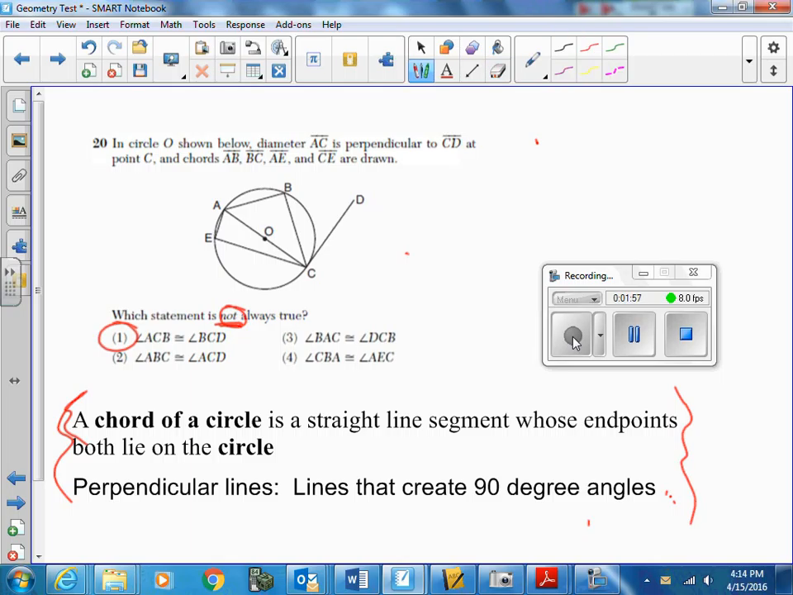So that's here. ACB is not always equal to BCD. Right, so that's the answer there. Hopefully, we're going to go over this in a couple weeks, so we'll get into it a lot more, but that's what I want you to write down here.